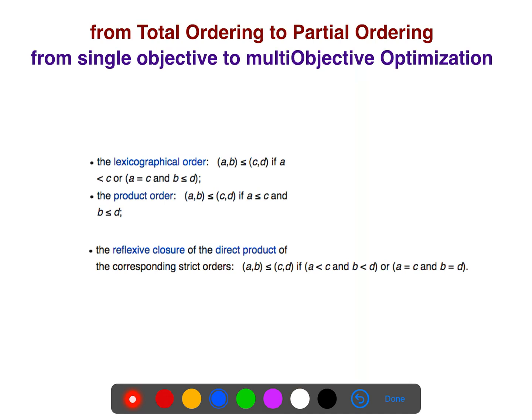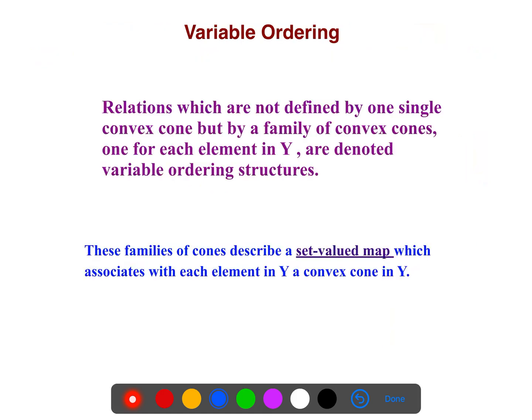As you know, it starts with lexicographical order. We need an order because otherwise we cannot say which point is better than the other point, because we are living in a multi-objective world where we have many solutions and we have Pareto optimality and all of them. So when we talk about order, we need some cones.